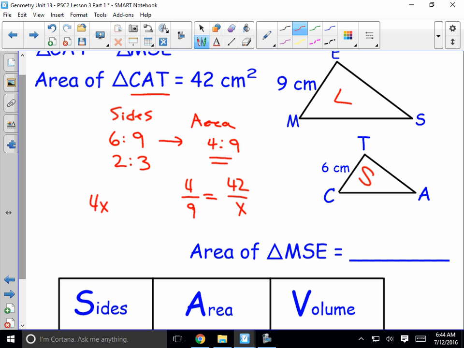4x equals 42 times 9, 378. Divide both sides by 4, and I get 94.5. And then we tack our units on, centimeters squared.